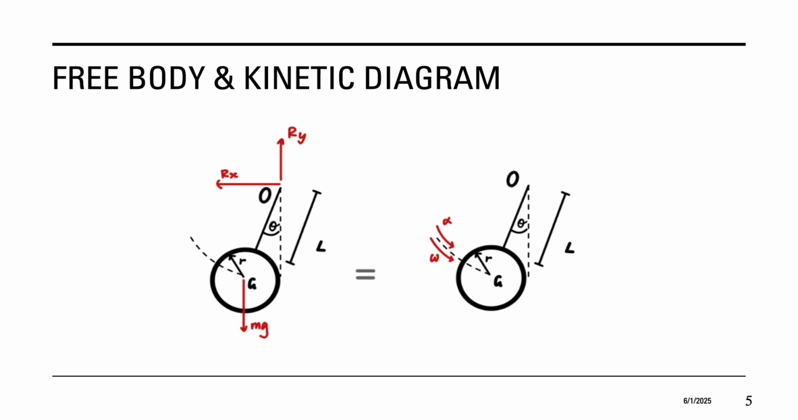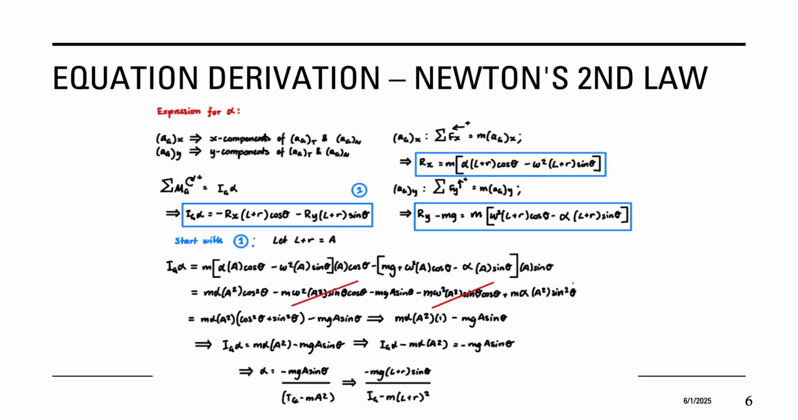Here we have our free body diagram. We drew the free body diagram showing all the forces, the weight, the reaction forces, the angular motion. We identified the tangential and normal components of the center of mass of acceleration, which are used in both force and moment equations. We apply Newton's second law for moment and forces in the x and y directions as starting points for alpha, rx, and ry.